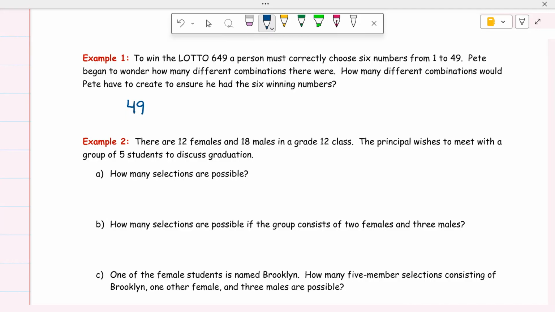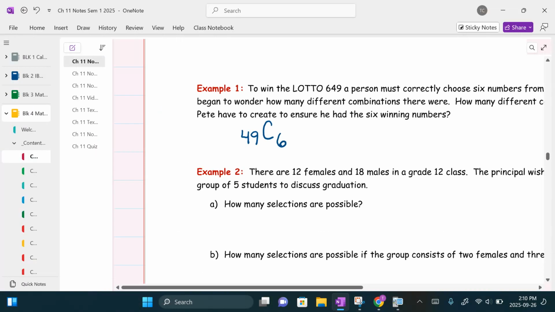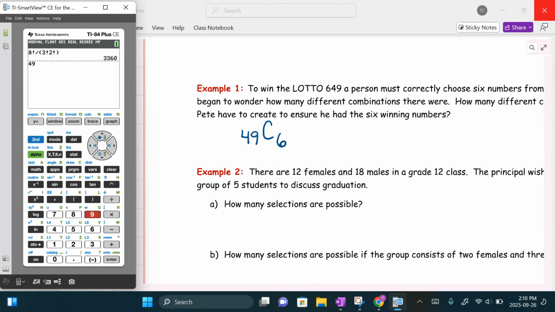Yeah. What you can do is buy all the tickets. Oh, we'll talk about that, because that's not realistic. So William just said, why not get all the combinations? Just a minute. So let's actually figure out this number. So 49 choose 6, right? So if we type that in, math, over to probability, number 3, 6.